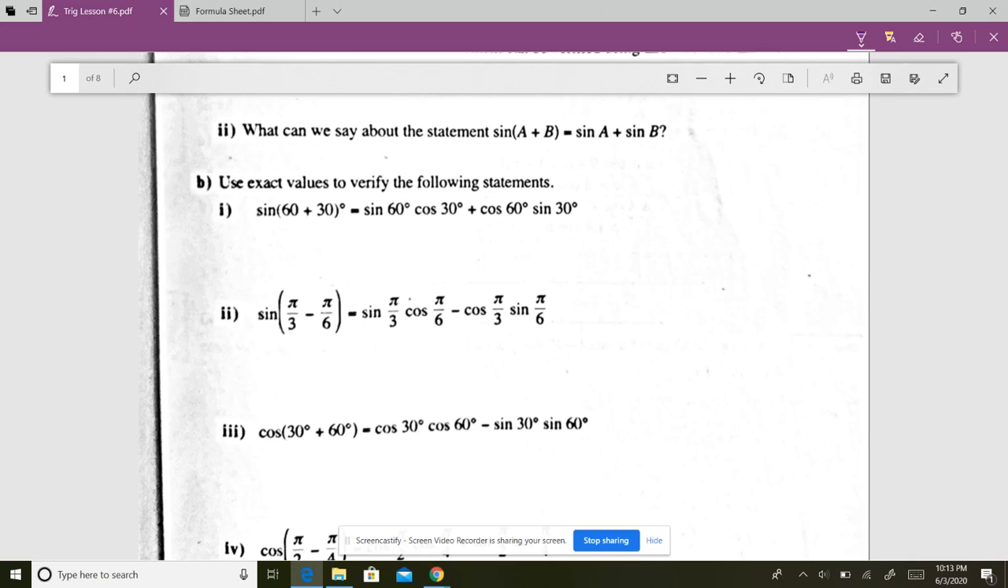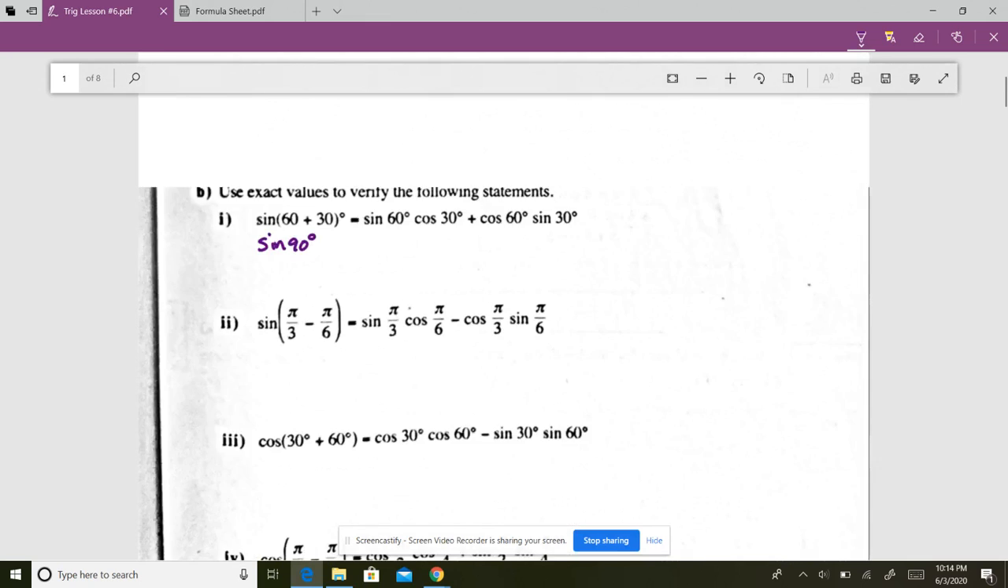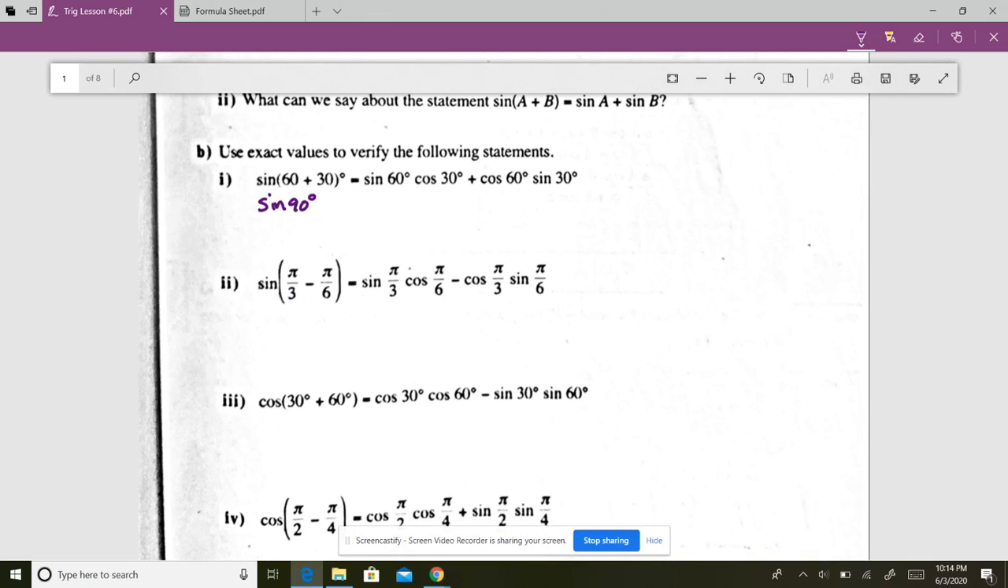Okay, so we have sine 60, sine 30. Sine of 60 plus 30, which we know is actually sine of 90. We want to show that it's equal to sine 60 cos 30 plus cos 60 sine 30. Now, I'm going to use special triangles. If you skipped the bonus lesson, lesson number 5, you don't have to pay attention to any of this. You can fast forward till we get to the next page. All right? But for those of you that did the bonus lesson, I'm going to rewrite this.